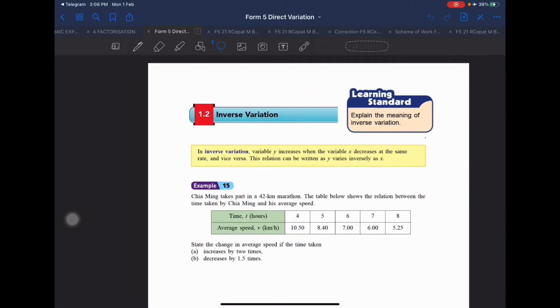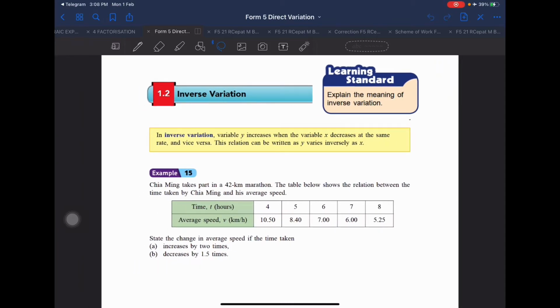So what is inverse variation? In inverse variation, variable y increases when variable x decreases, at the same time, at the same rate, and vice versa. This relation can be written as y varies inversely as x. If it varies directly, you will write it on top of the fraction. If it varies inversely, you will write it on the bottom part of the fraction, because we know the relationship is inverse.